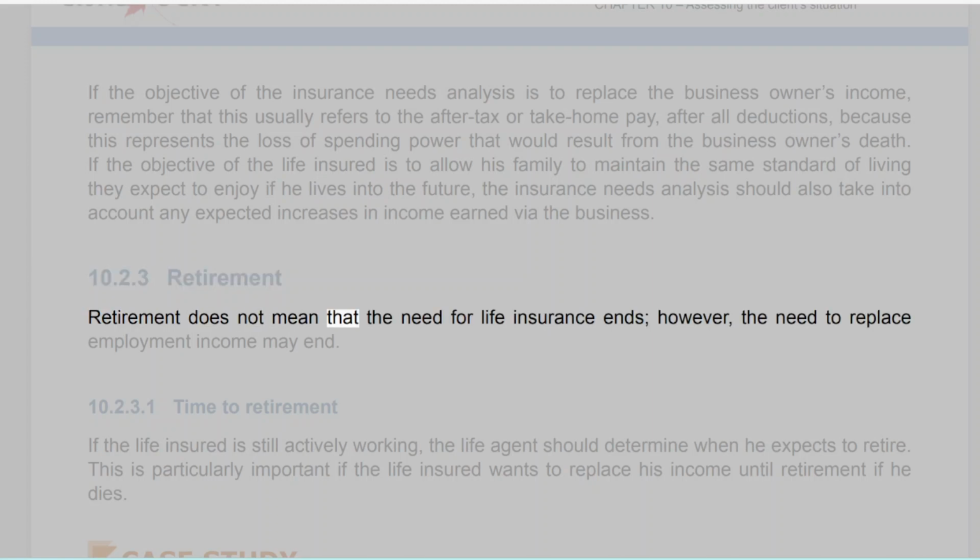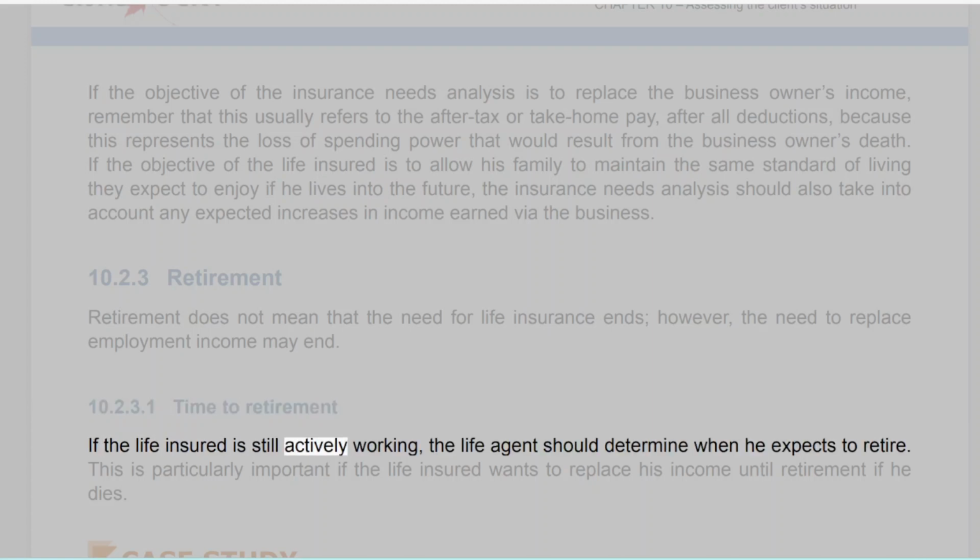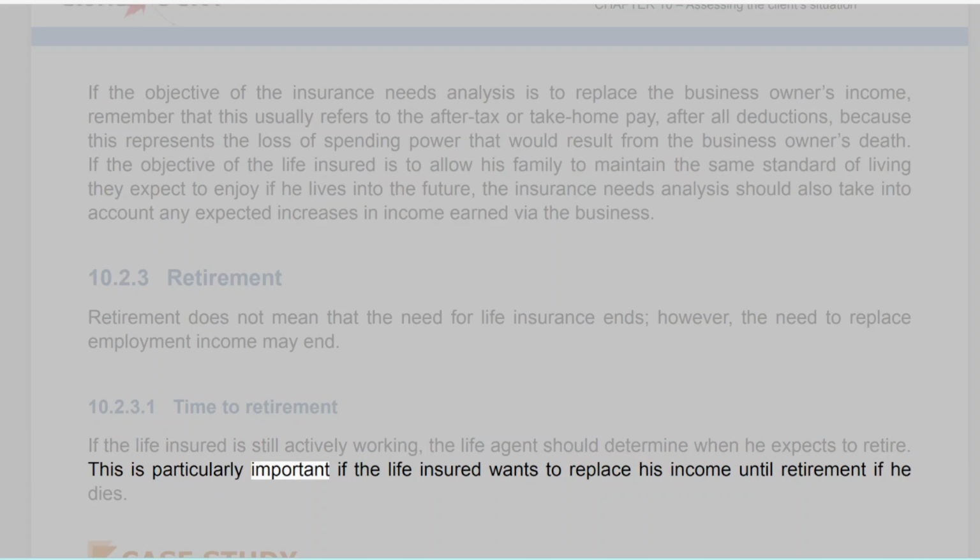Retirement does not mean that the need for life insurance ends, however, the need to replace employment income may end. 10.2.3.1 Time to retirement. If the life insured is still actively working, the life agent should determine when he expects to retire. This is particularly important if the life insured wants to replace his income until retirement if he dies.